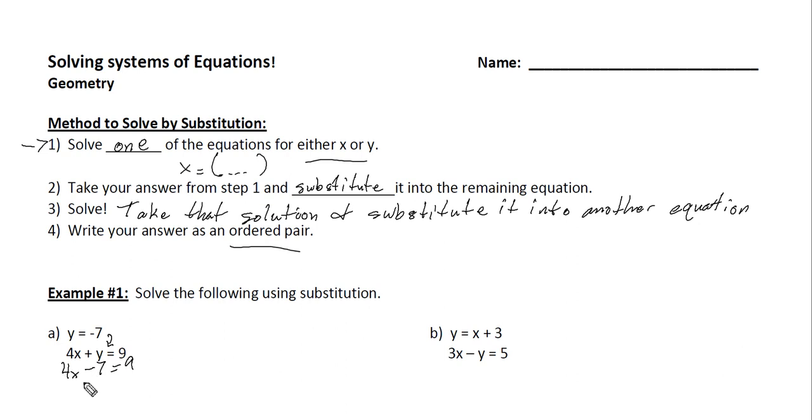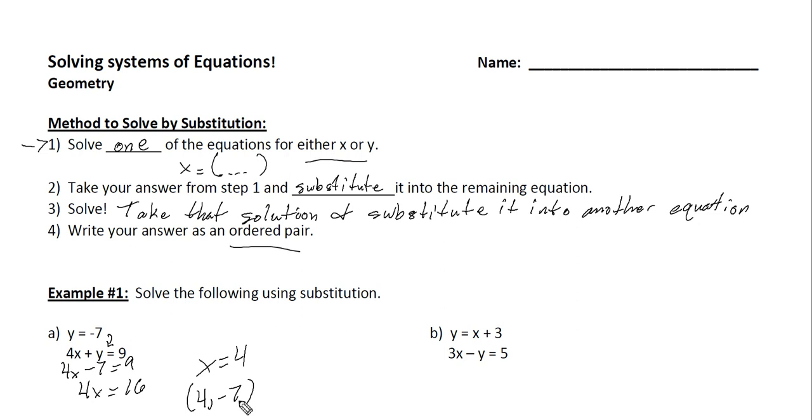Then add 7 to both sides, and we get 4x equals 16. To get x by itself, we divide by 4. We get x equals 4. So now we have the x value and we have the y value. We're going to write that as an ordered pair, the x comma y ordered pair. So 4 comma -7 is our ordered pair there.